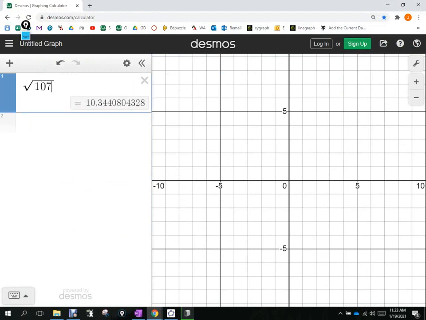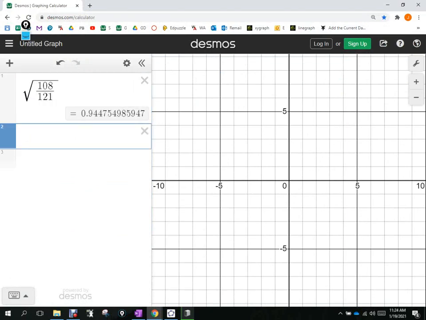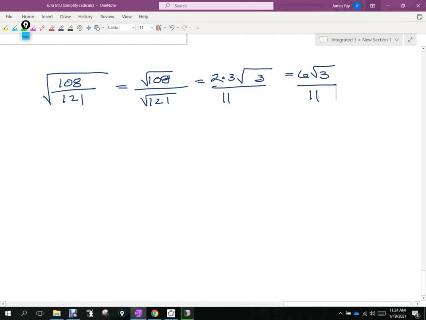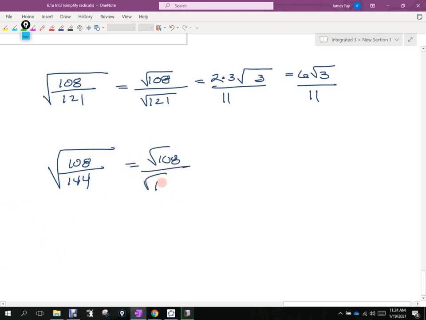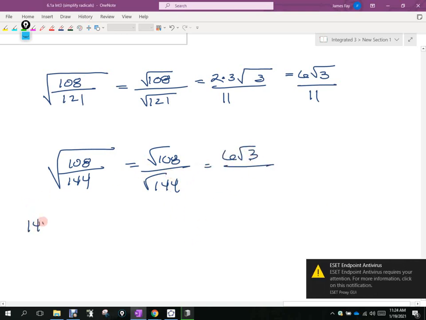Square root of 108 over 121. Is that the same thing as what we said at top was, 6 radical 3? Okay, just double check to make sure they're the same. Let's do radical 108 again over, let's go 144. So radical 108, we've already done. So it gives us 6 radical 3, correct? What's 144 break down to?